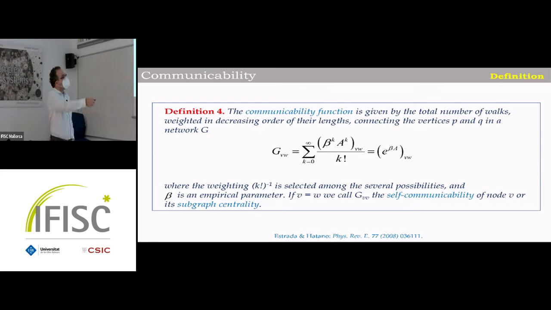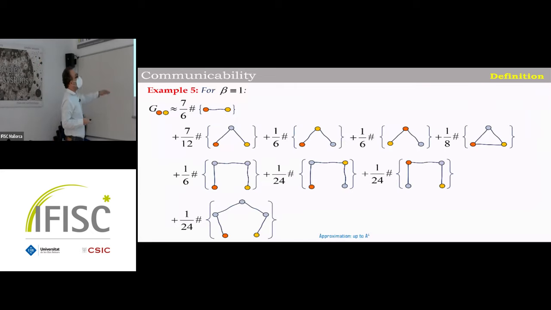So this is the so-called communicability. And if the two nodes, the starting and ending nodes, are the same, we call that self-communicability or subgraph centrality. So what we are doing in reality is counting here all the by-rooted subgraphs in which the corresponding pair of nodes are taking place. Typically in graph theory, you study rooted subgraphs or rooted graphs in which one of the nodes is colored, is labeled. But here we have two. And then you see that these two points are at different positions of all the subgraphs.